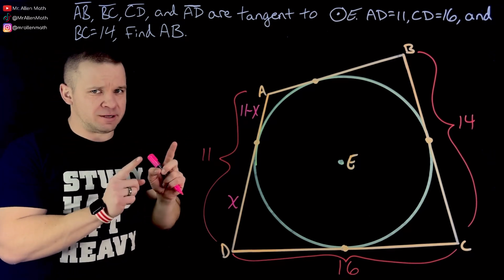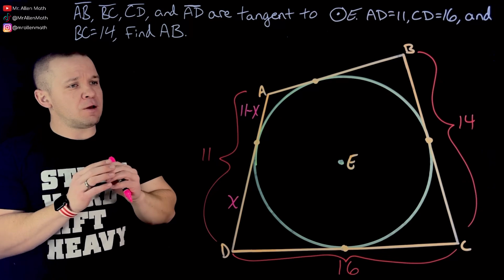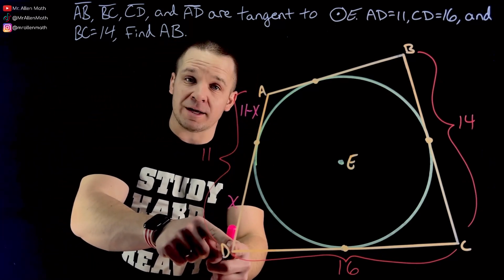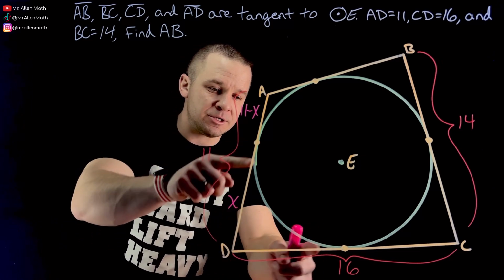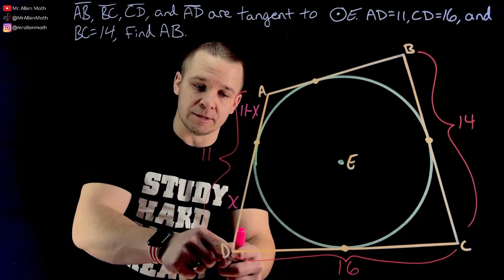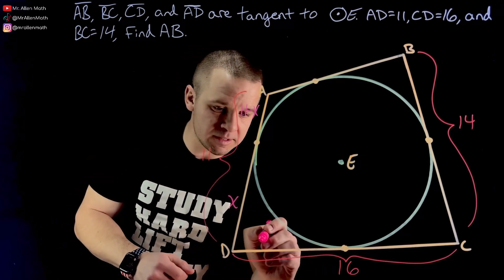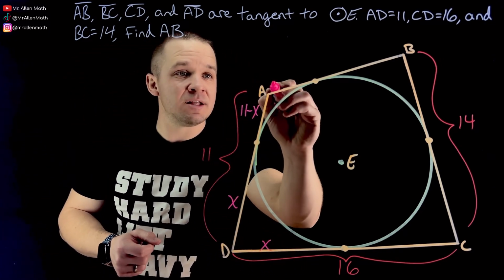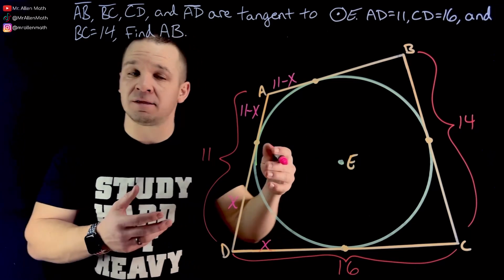Well, the tangent thing. That's important. For tangents, there's the two-tangent theorem. When they're drawn to a common external point, these two segments here are congruent. So if this is X, then this is also X right here. If this is 11 minus X, then this is also 11 minus X right there.